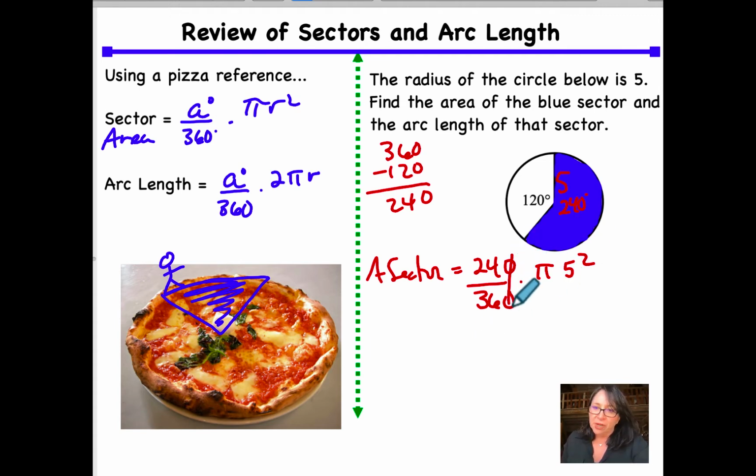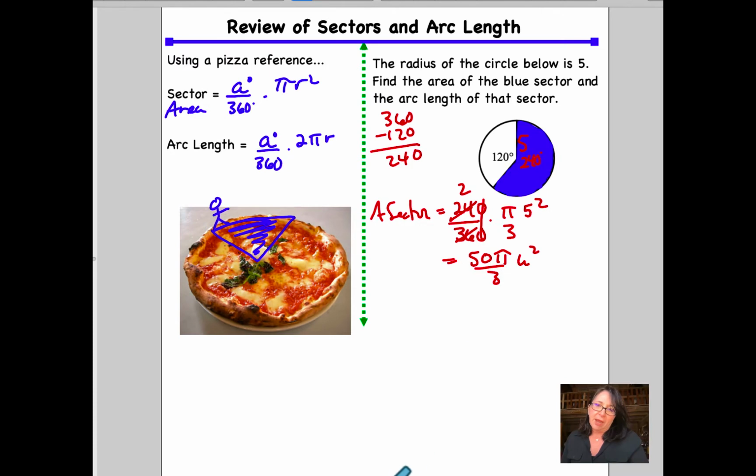So the zeros are going to cancel. I've got 24 over 36. I'm going to divide by 12. It's going to give me 2 and then 3. So it looks like I'm going to have 5 times 5, which is 25, times 2, which is 50 pi over 3. And this is units squared because that's going to give me my area. So that's the area of that blue space.